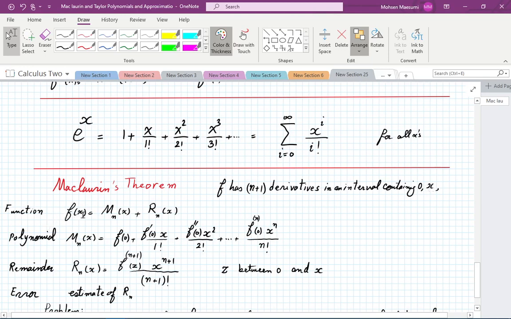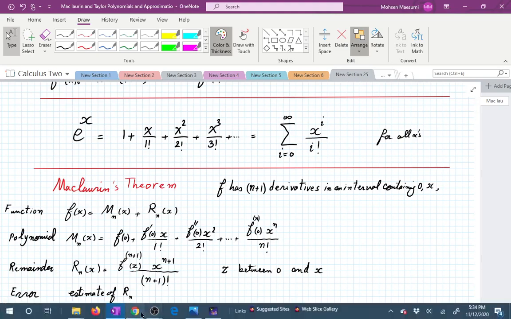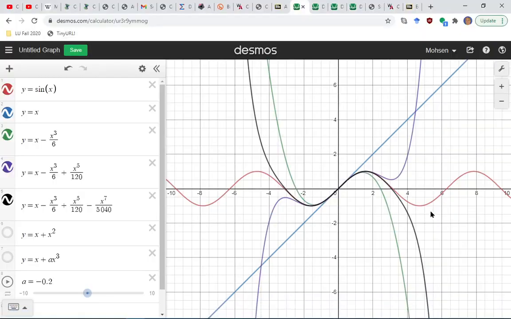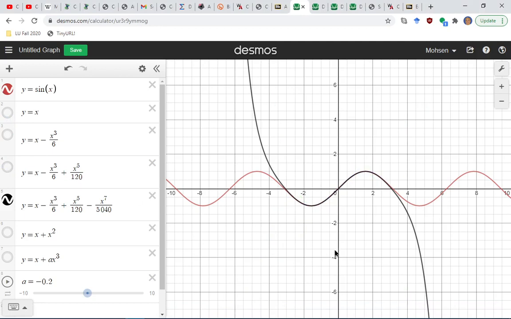So if we take f of x and make a Maclaurin polynomial for it, and we go as far as degree n, we are making an error. There is a remainder. We typically refer to it as Rn of x. So let me go to this picture and show you again. Let me remove the clutter and just have one of them. Okay, so the black one is the degree 7 approximation for the sine.